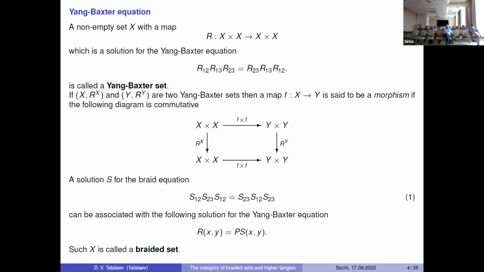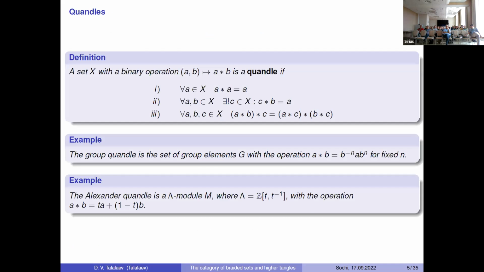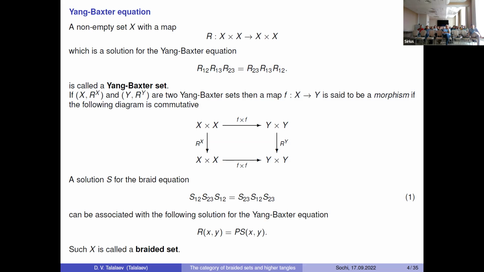There is a very closely related object. It is the braid relation, and S is a solution of this braid relation if this equation is fulfilled. And to each solution of the Yang-Baxter equation, we can associate such a solution. So there is a procedure to come from the first equation to the other equation using just the transposition operation in the Cartesian product of the set X.